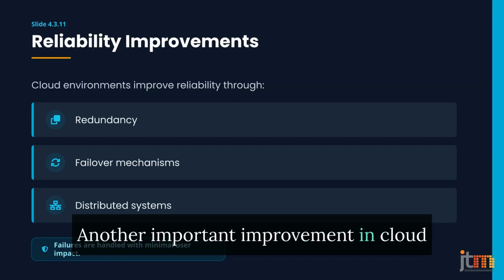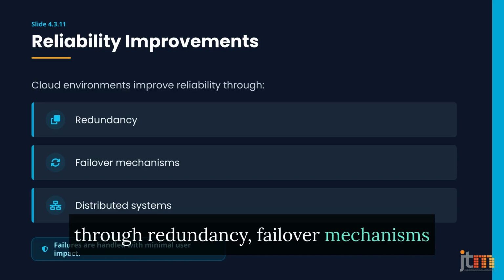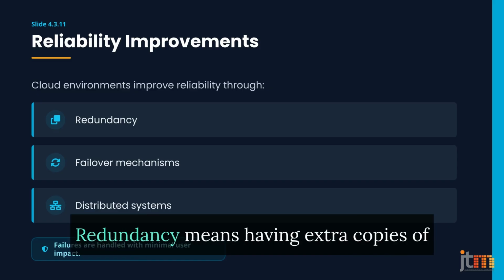Another important improvement in cloud systems is reliability. Cloud environments improve reliability through redundancy, failover mechanisms, and distributed systems. Redundancy means having extra copies of resources.